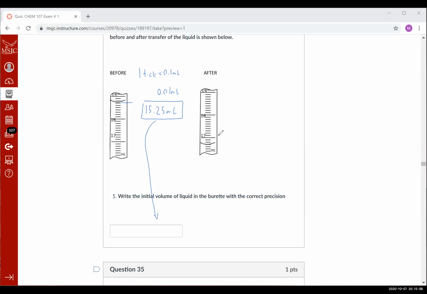For our final volume, we can report our certain digits, which are 17.3, and then we can estimate an additional digit. Now that we have our initial and final volume, we can calculate the volume of liquid dispensed by taking V final minus V initial. So the volume of liquid in this case would be 17.30 milliliters minus 15.25 milliliters, which gives us 2.05 milliliters. Does this make sense to everyone?